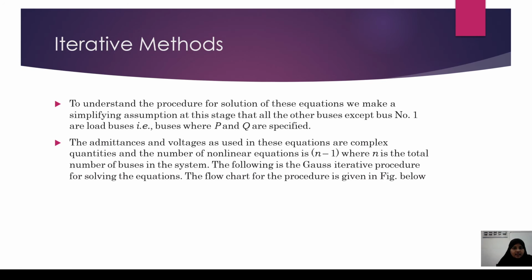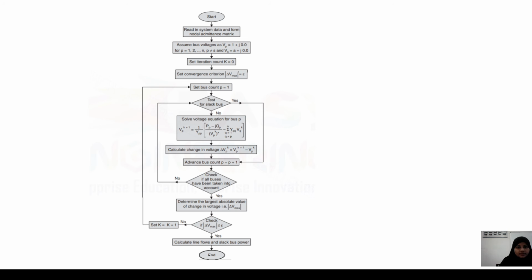The next thing we see is that admittances and voltages as used in these equations are complex quantities, and the number of non-linear equations is n minus 1, where N is the total number of buses in the system. Then, for the Gauss method, we have seen the flow chart here.